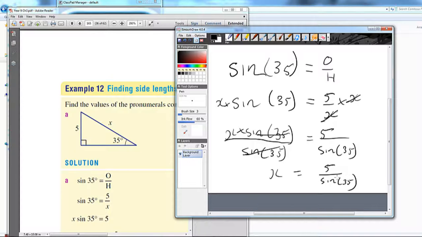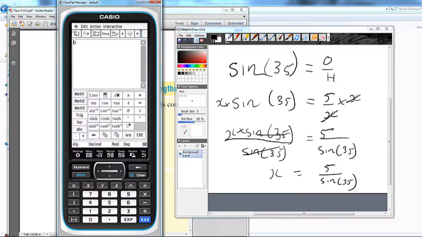At this point here, we need our calculator to solve it for us. So, I'm not really worried about the x equals. I'm just going to type in 5 divided by sine 35, close my brackets, and execute. And I know that that missing side is around about 8.7 centimeters, meters, kilometers, whatever the unit is.